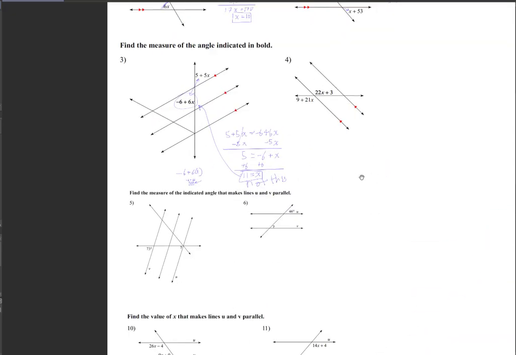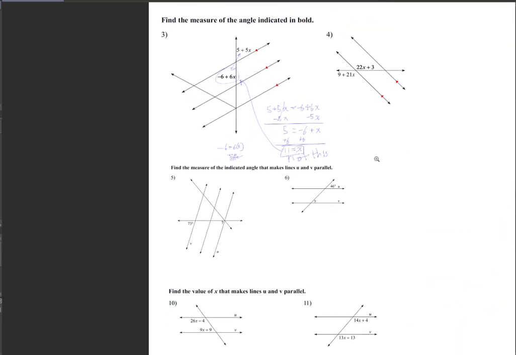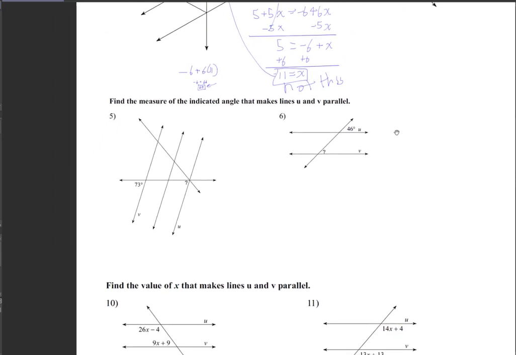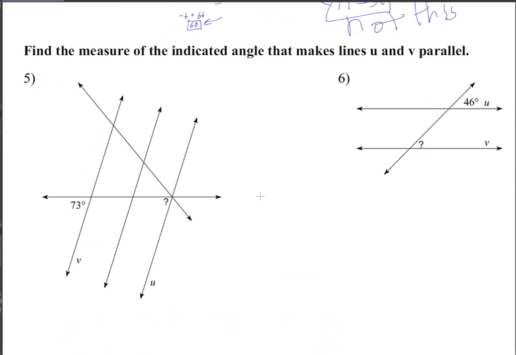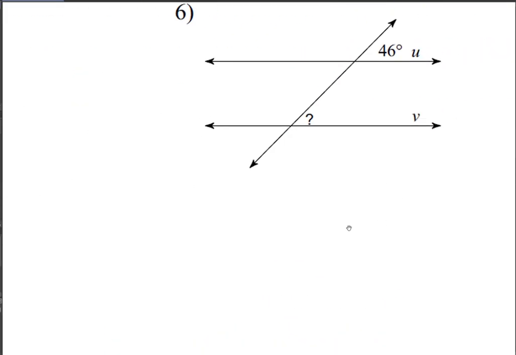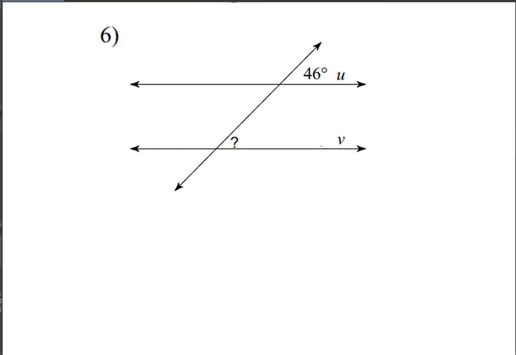All right, let's go ahead and do something a little bit harder. I think we got that, right? Find the measure of the angle indicated in bold. I think we can figure that out now. Here we go. This one here, find the measure of the indicated angle that makes lines U and V parallel. So this is actually asking us a slightly different thing. This is saying, okay, we're not going to assume they're parallel, but let's say we wanted to make them parallel. Let's say that we had lasers that we were shooting out this way, pew, and this way, pew, and we wanted them to be parallel ultimately.